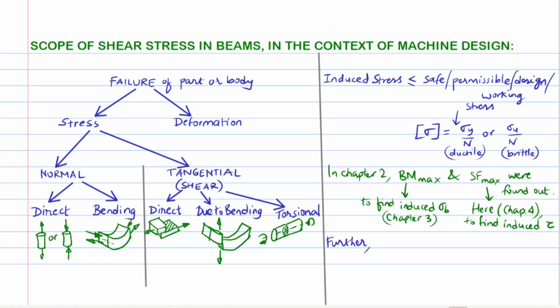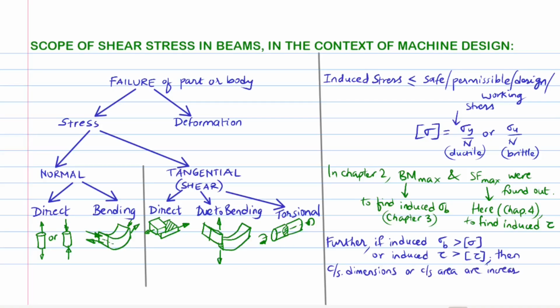Down the line, in the subject of machine design, if either the induced bending or induced shear stress exceeds the respective permissible limits, the dimensions or the area of the part or member are suitably increased or the material upgraded as a part of the general design procedure.